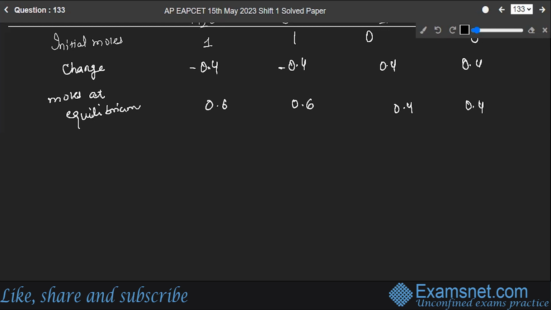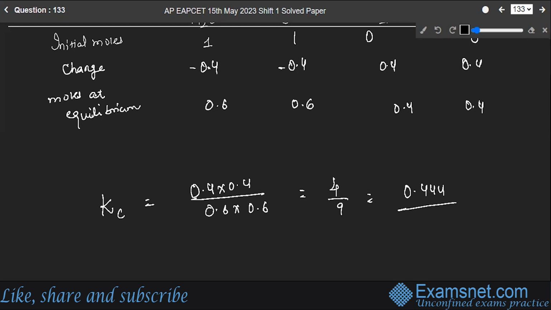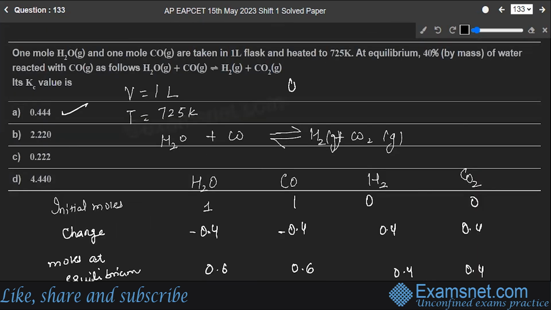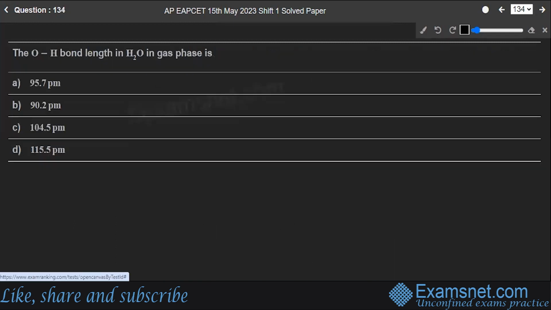0.4, 0.4. So the expression for the equilibrium constant Kc is given by 0.4 into 0.4 upon 0.6 into 0.6. This is equal to 4/9, or that's equal to 0.444. That is option A. Hope you understood that. Next is 134 question.